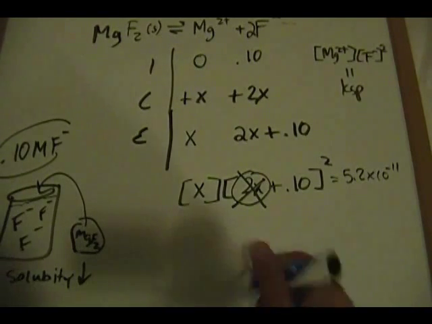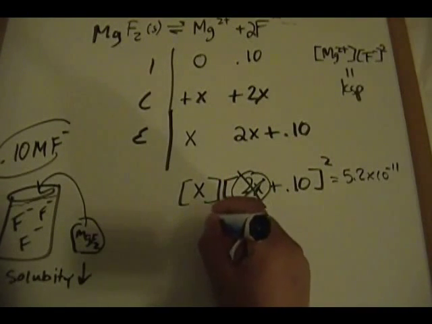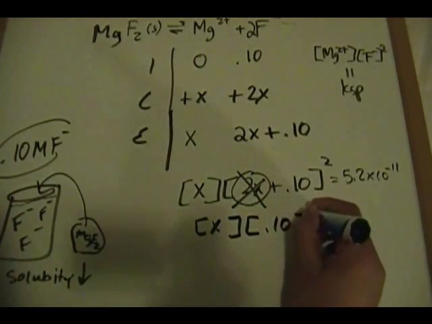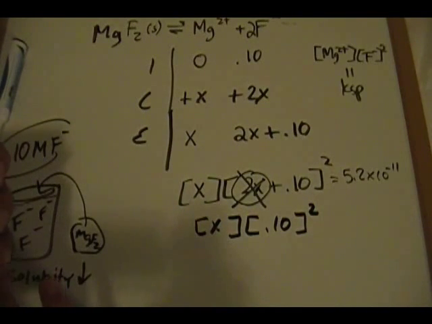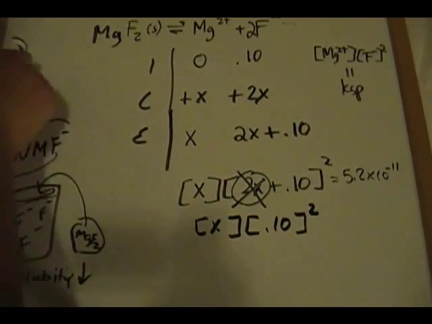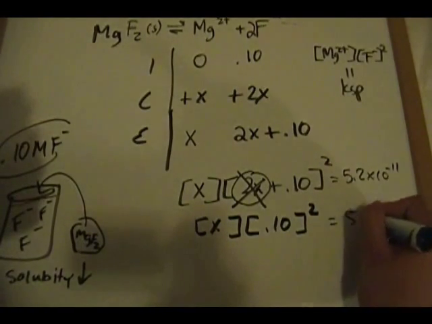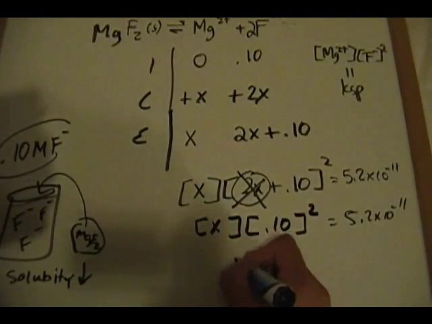Okay, so for now we'll ignore this 2x. Now we have x times 0.10 squared. Let's get our calculator. You guys should know how to do this in my head, but it will be 0.01, and then we divide this out through here, right? And then we get our X value.